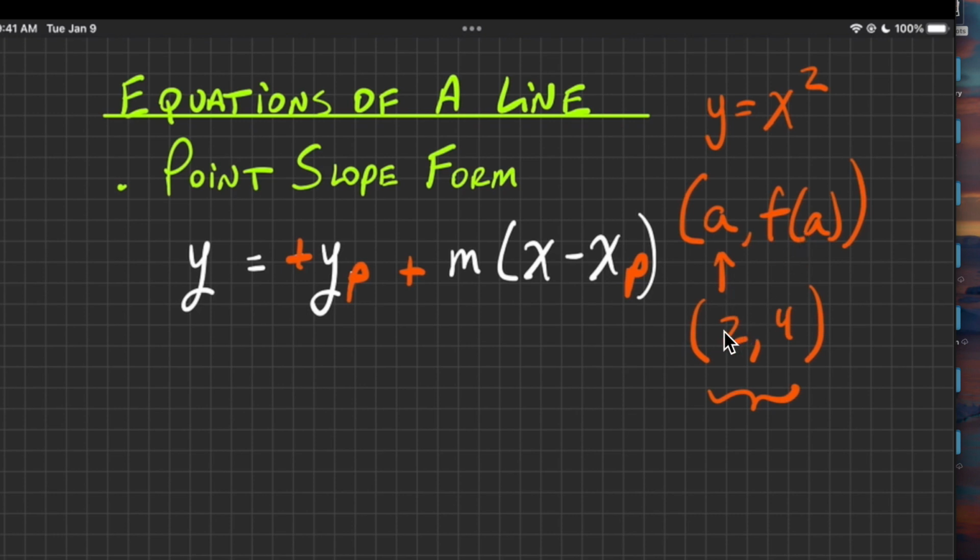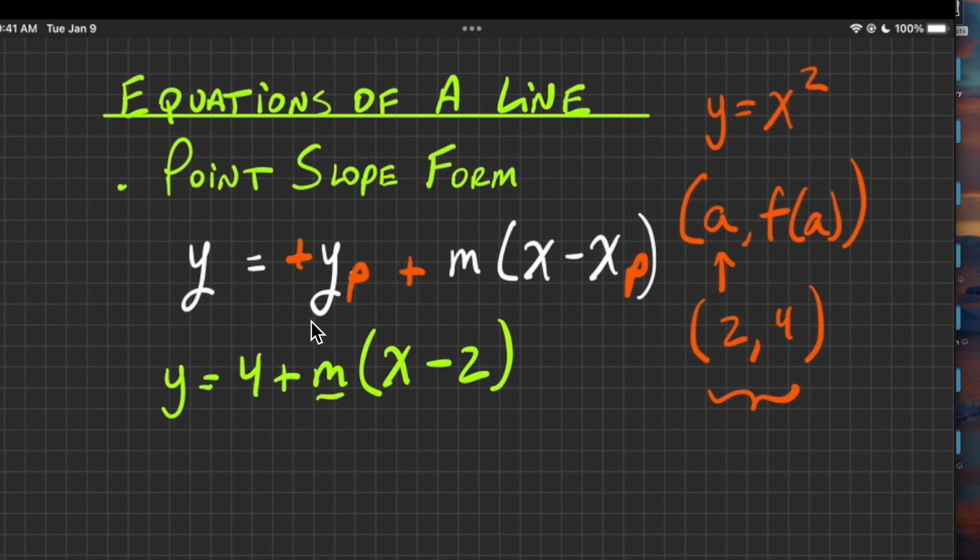Now you're going to plug in the points into the point slope form. Now you have to be careful with the x. See that minus? That means whatever we have here, we're going to do the opposite. So the formula we're going to be working with is y equals 4 plus m times x minus 2. And now the only thing left to do is find the slope of our line.